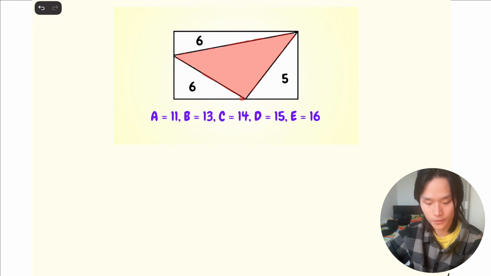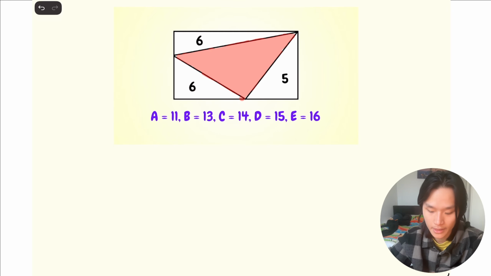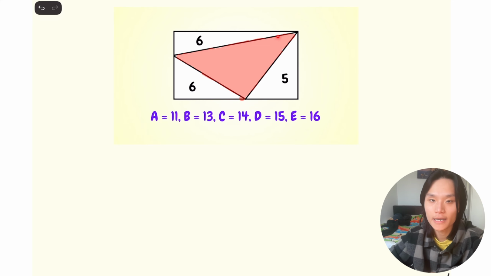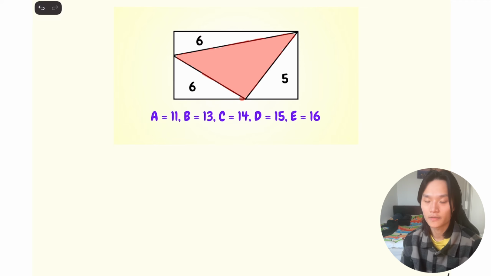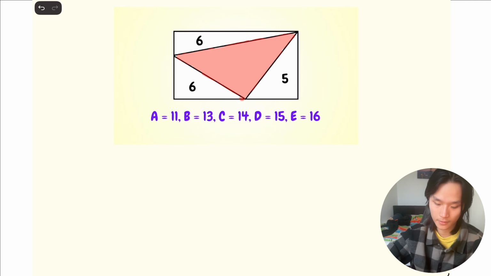Today I want to show you a challenging geometry puzzle about a rectangle, and within that rectangle there are four triangles, and we know the area of three of them. Our job is to find the area of the shaded triangle in the middle. So try and pause the video and think through this problem, and when you're ready, keep reading for the solution.